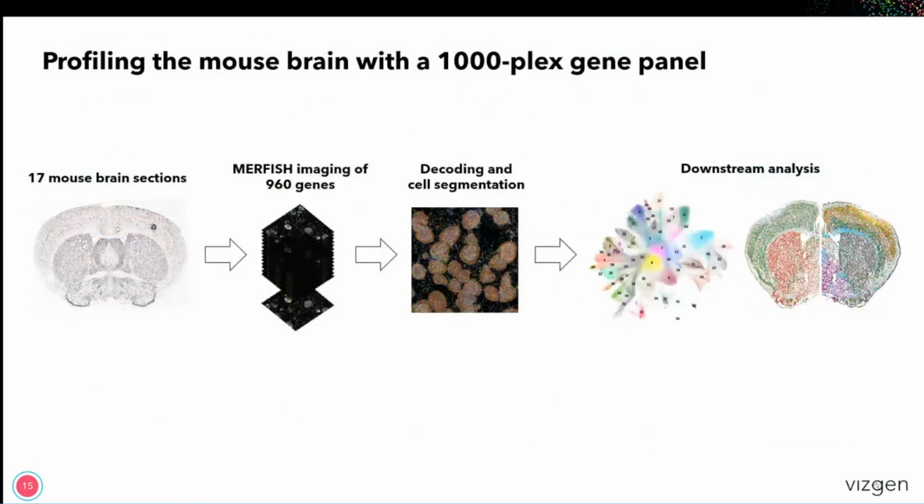Okay, let's go to the more interesting part of today's presentation: how the data look. In the mouse brain showcase, I prepared 17 fresh frozen mouse brain coronal sections with a 1000-gene panel designed for mouse brain, including both cell typing and cell-cell signaling genes. After MERSCOPE imaging and data processing, I combined the gene expression matrix from all the samples for downstream analysis, which provides insights into the molecular and cellular architecture of the mouse brain.